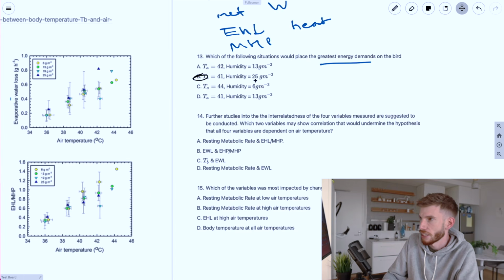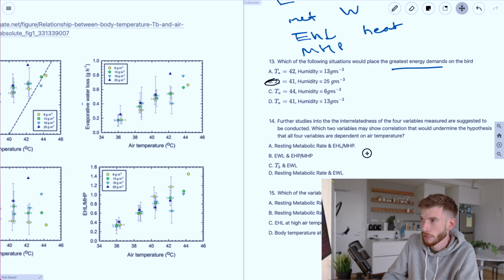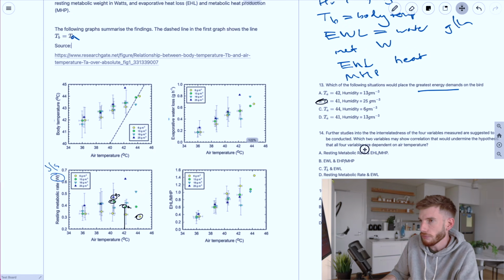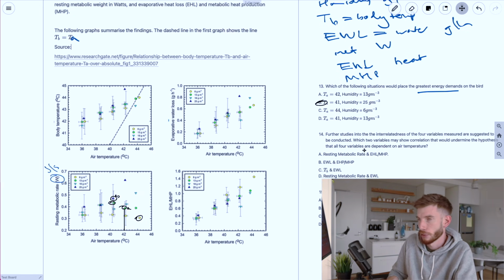The next one then: further studies into the interrelatedness of the 4 variables measured are suggested to be conducted. Which 2 variables may show correlation that would undermine the hypothesis that all 4 variables are dependent on air temperature? So this is a really, really tricky one that I've put together here. Basically, it's testing empirical research skills, like understanding the scientific method.